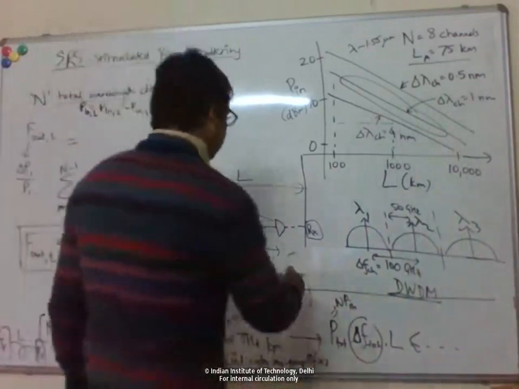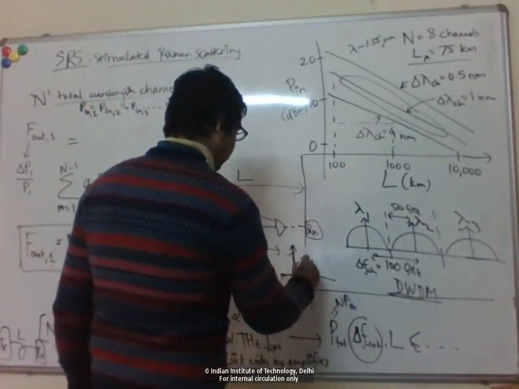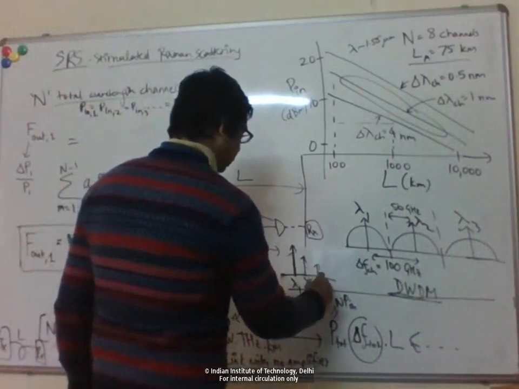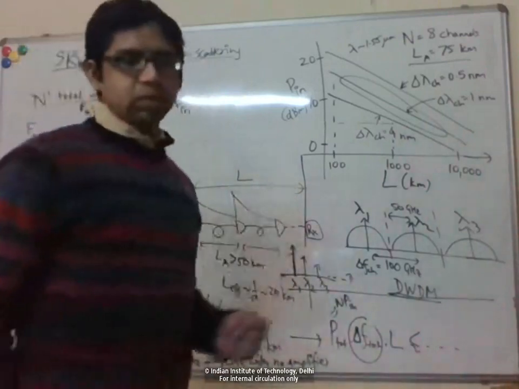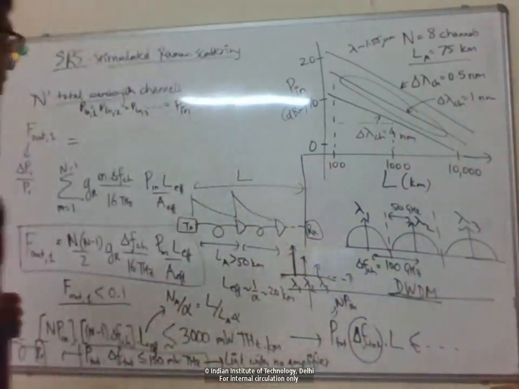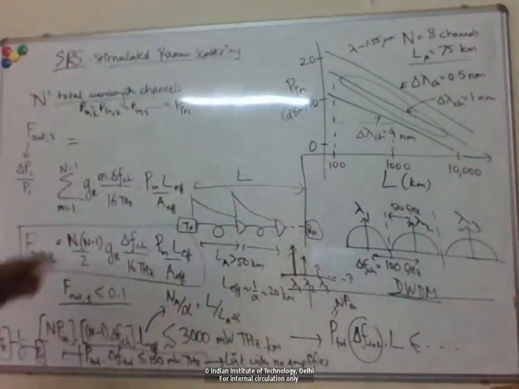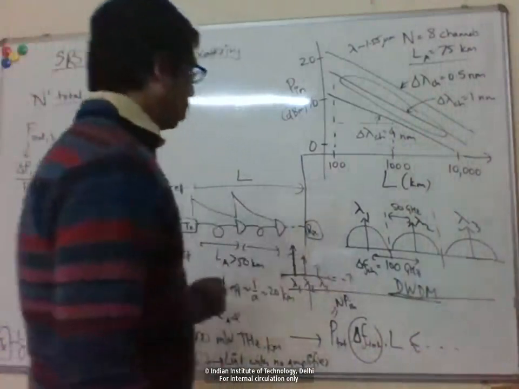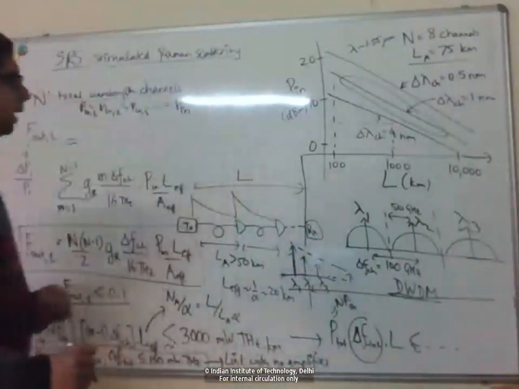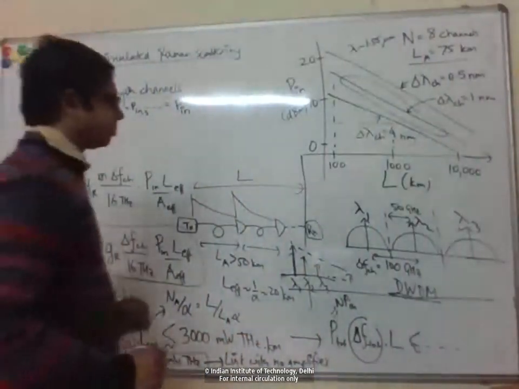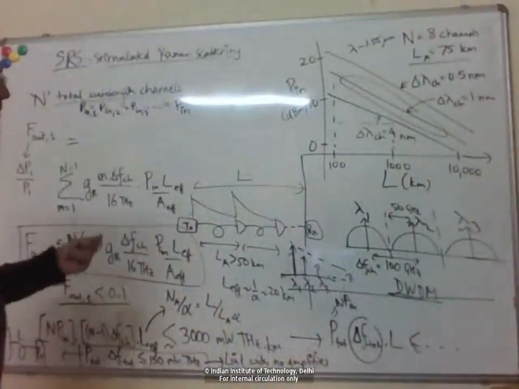At the transmitter end, I could maybe start with a higher power in lambda 1, and then slightly lower in lambda 2 and lambda 3, like that, right? So these are the types of things people look at while trying to compensate for the nonlinearity. You could try to come up with some power profile here that would minimize this crosstalk.